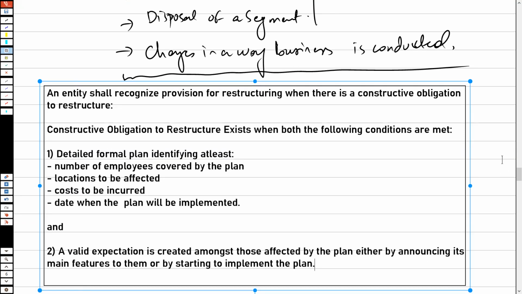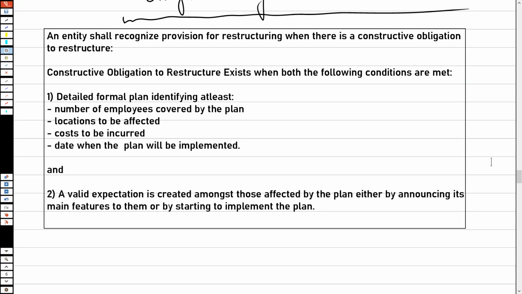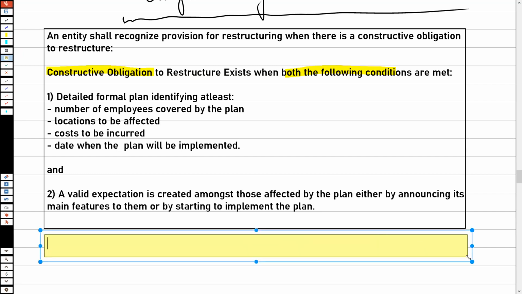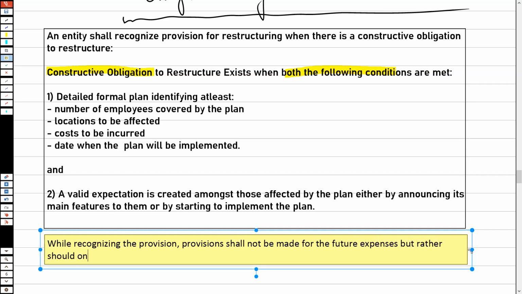So basically, whenever an entity undertakes restructuring, you have to recognize the restructuring provision. The restructuring provision is recognized when there is a constructive obligation to restructure, and a constructive obligation exists when both the following conditions are met. Now, the next important thing that you need to understand is that while recognizing the provision, provisions shall not be made for future expenses, but rather should only be made for past costs.